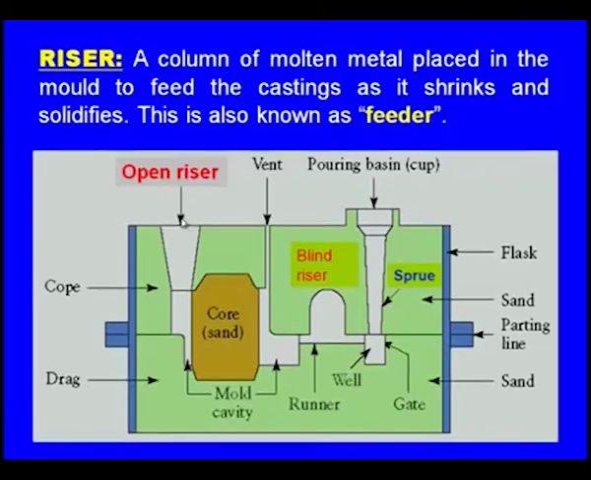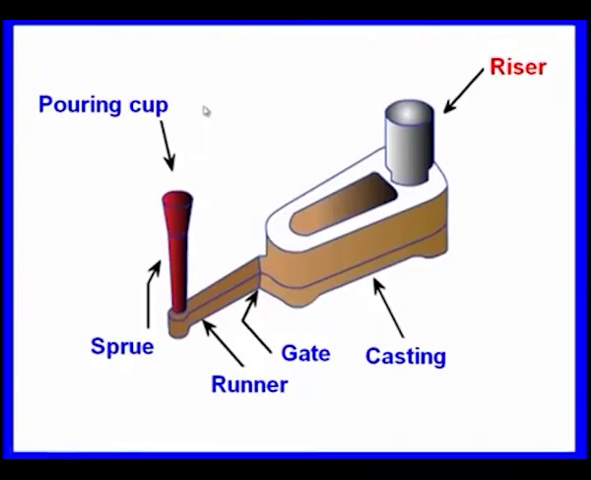The third purpose is that immediately after pouring the molten metal, the moisture inside the sand evaporates, and hot gases and steam escape through the riser hole. So this is another secondary purpose, but the primary purpose is to feed the casting which is being solidified. So this is an important component of the moulding system. And here we can see this is the pouring cup, this is the casting and this is the riser.